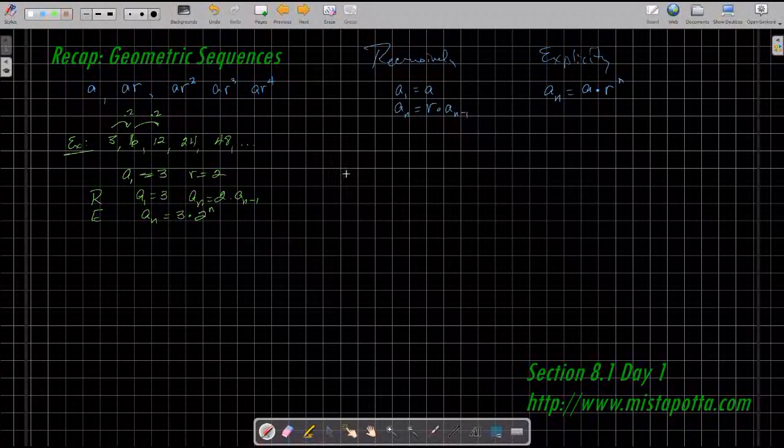So let's say, for example, I have this sequence where I'm starting off with 18, then I get 12, then I've got 8, then I've got 16 thirds, and then this continues on and on. So the question is, how am I getting from one term to the next term?